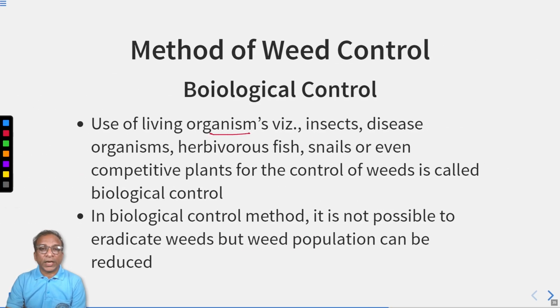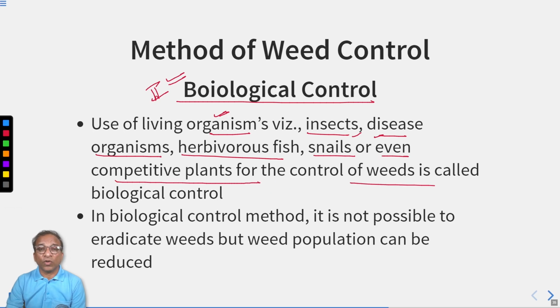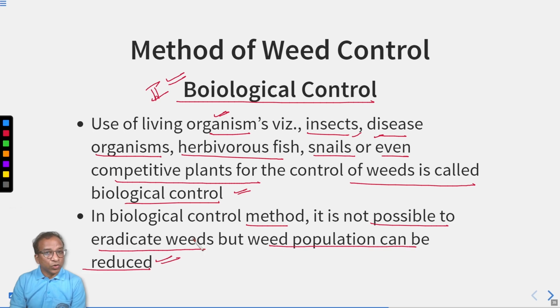Use of living organisms, insects, disease. Now we are having biological control methods as well, after the use of herbicide. The use of living organisms, insects, disease organisms, herbivorous fish, snails, or even competitive plants for the control of weeds is called biological control method. In biological control, it is not possible to eradicate weeds, but weed population can be reduced. So we cannot eradicate weeds 100%, but we can control the population by the biological method.